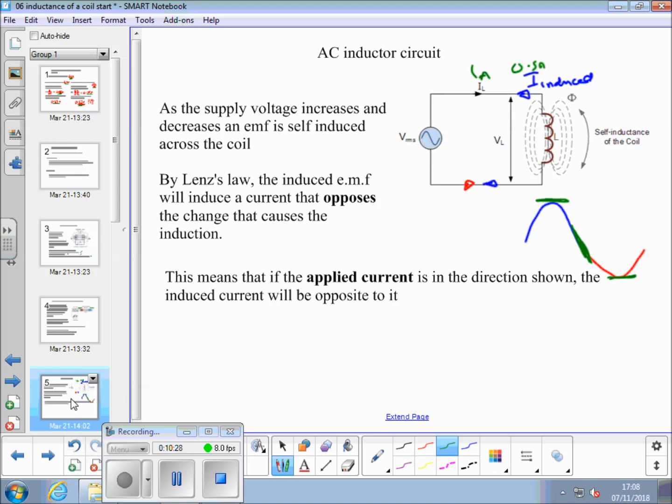So that's why we don't get the current flow on AC that we expected, because of this Lenz's law current, the back EMF causing the back current in the coil. Alright?